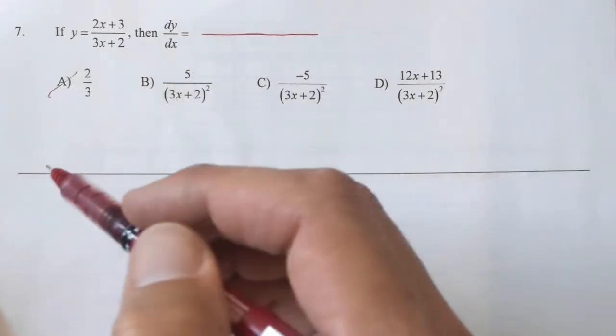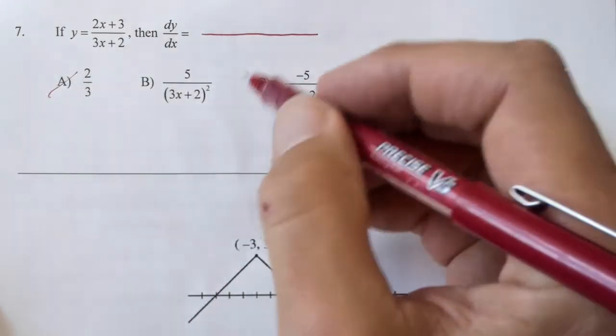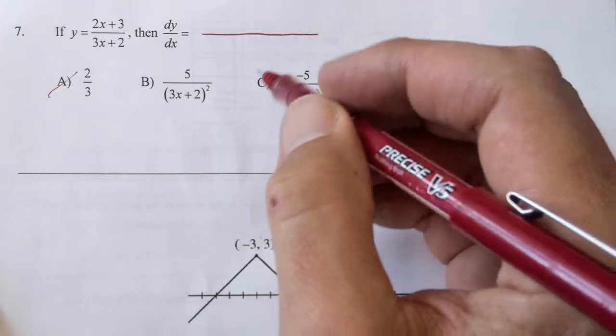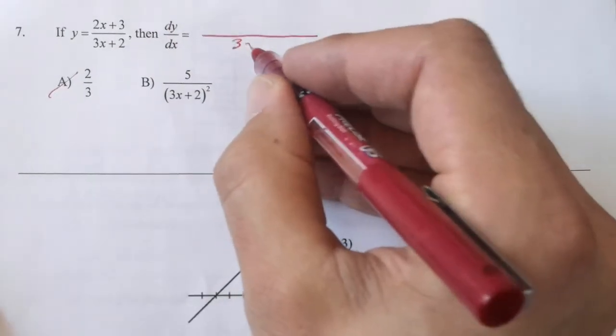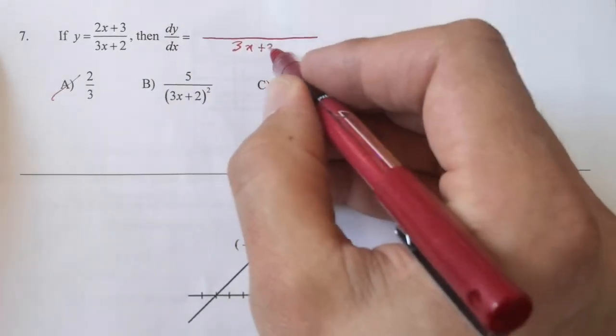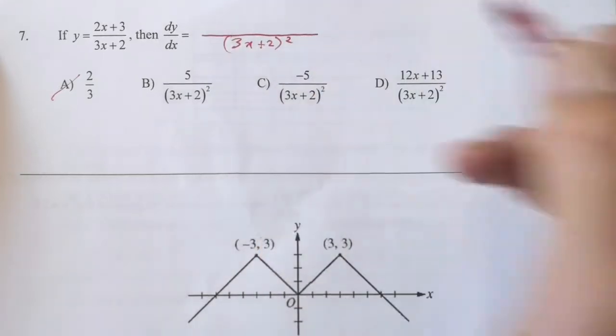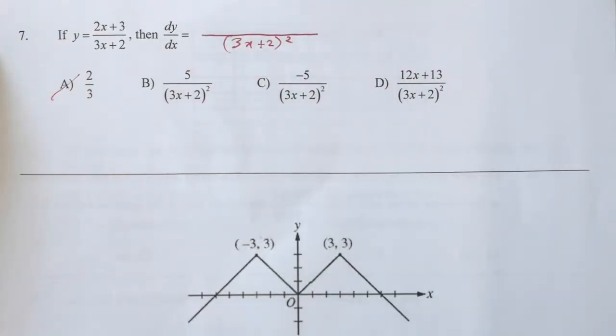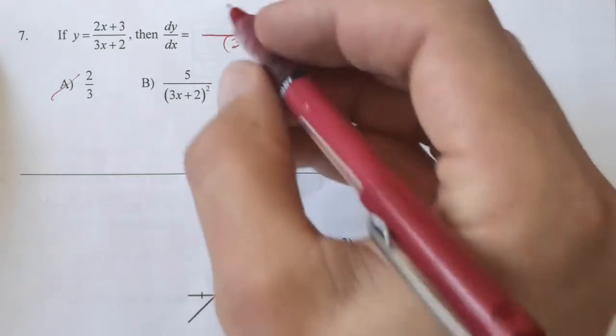That's definitely out. We know the quotient rule is bottom d top minus top d bottom, all over bottom squared. We know we're going to have a 3x + 2 in the denominator, and that needs to be squared. That means it's option B, C, or D. So the question is which one? Well, let's take a look at it.